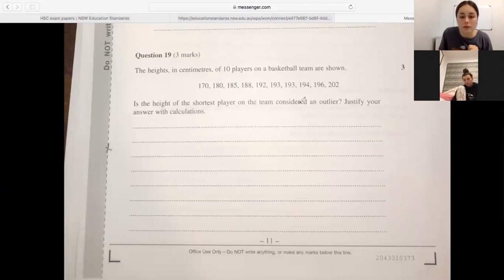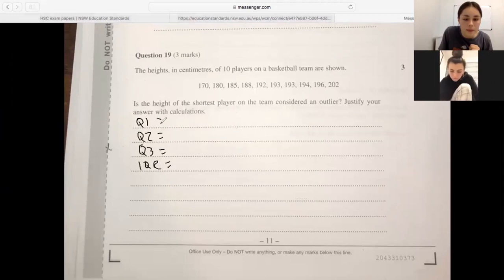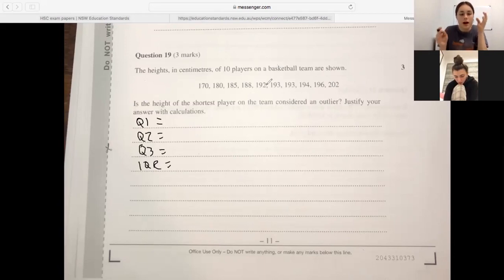So this one we'll have to find Q1, Q2, and Q3 and the IQR. What's Q1, Q2, Q3? It's 3 of the 5 number summary. You know how you find the middle one and then you find the middle of each half? You're pretty good at this if you remember.